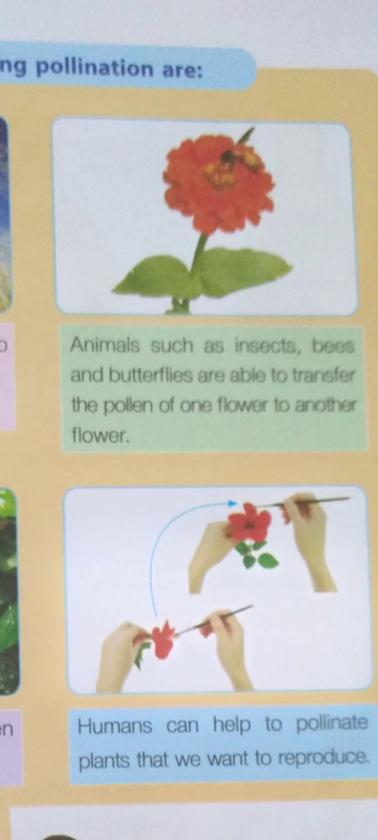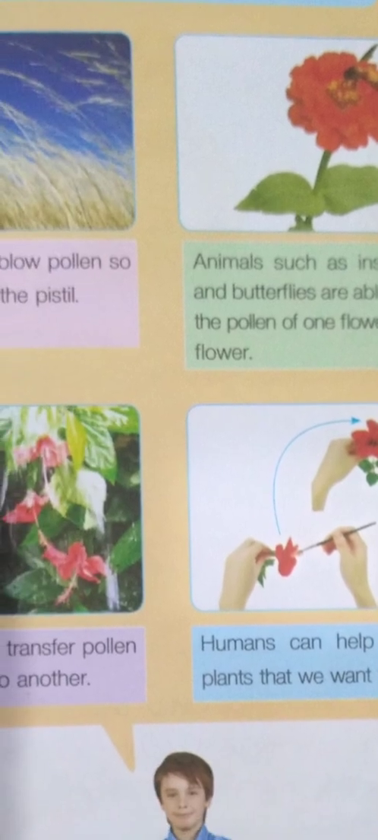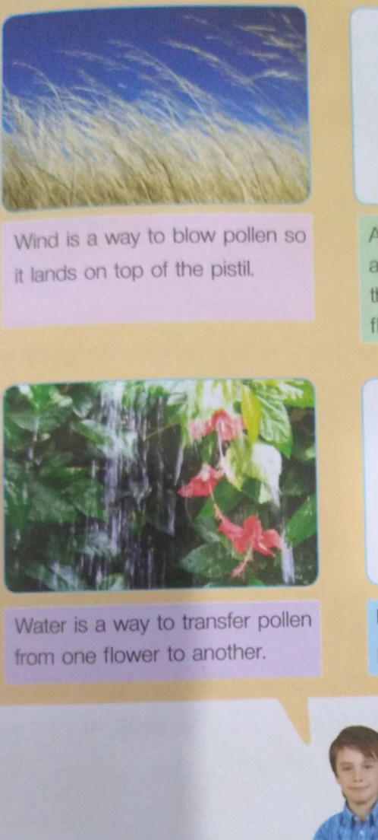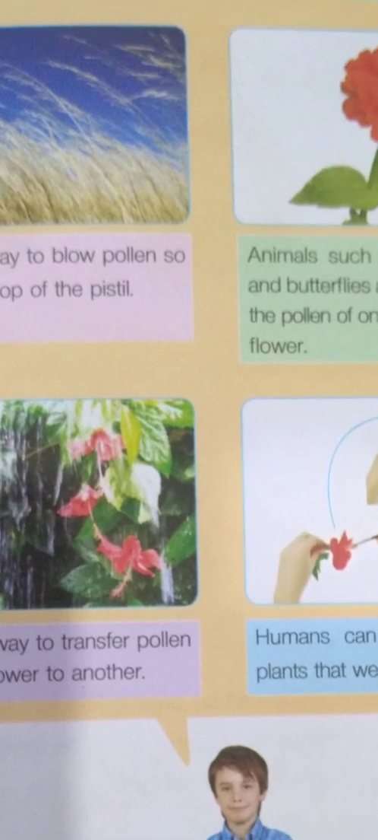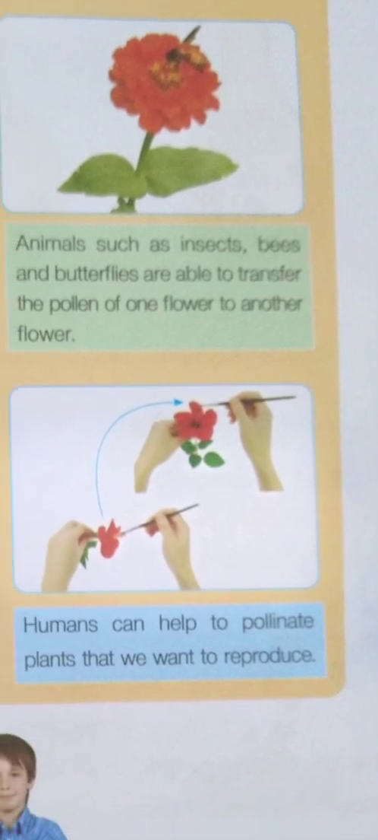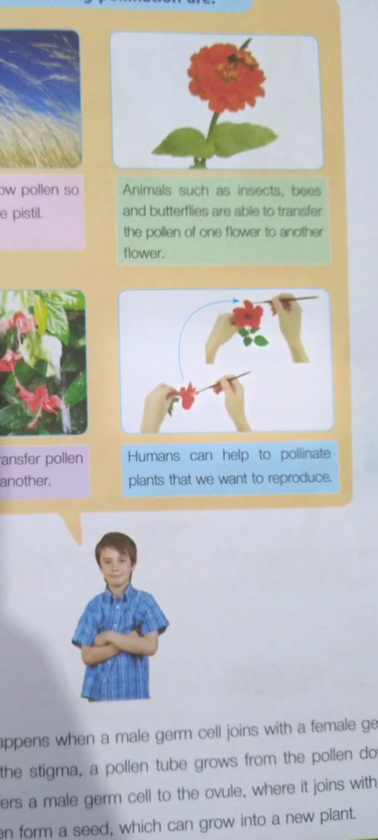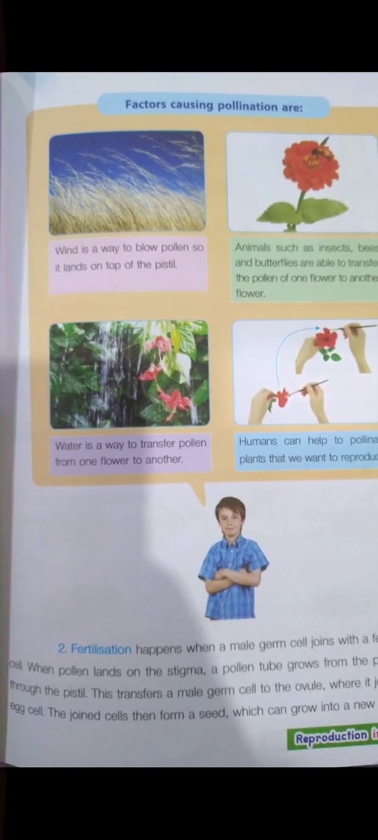Animals. Animals such as insects, bees, and butterflies are able to transfer the pollen of one flower to another flower. Another one is water. Water is a way to transfer pollen from one flower to another. And next is humans. Humans can help to pollinate plants that we want to reproduce. Okay, so those are the factors causing pollination.